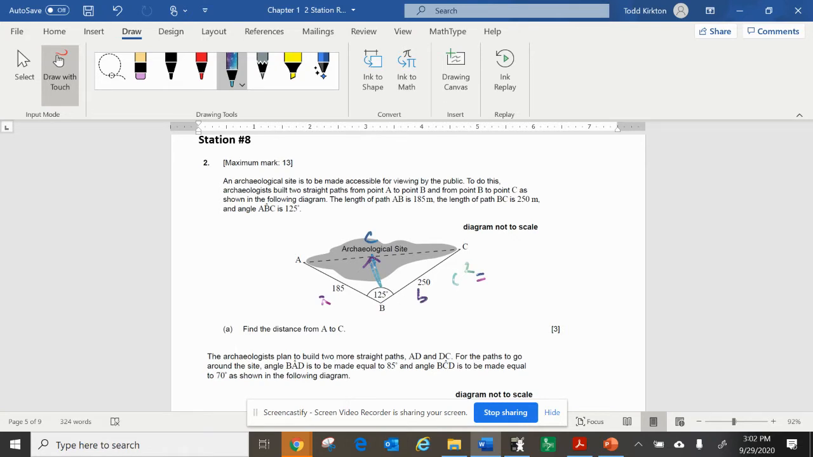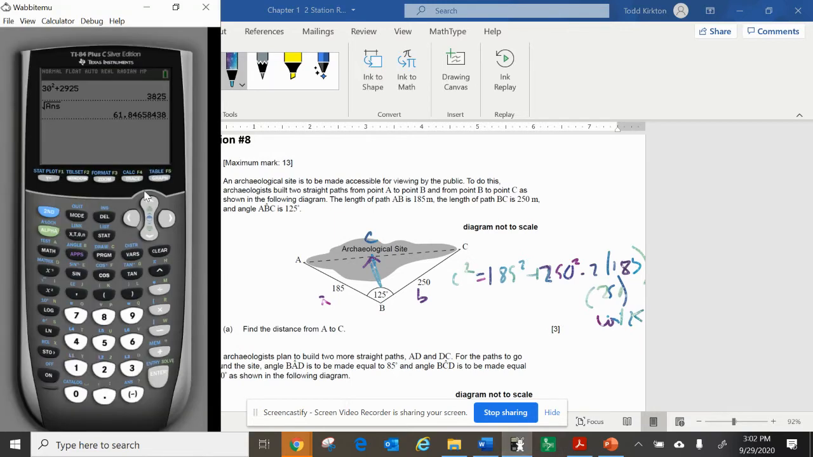That'd be 185 squared plus 250 squared minus 2 times 185 times 250. It's hard to see that, 2 times cosine of my angle, which is 125. I'm going to put that all in my calculator and do that in one step.